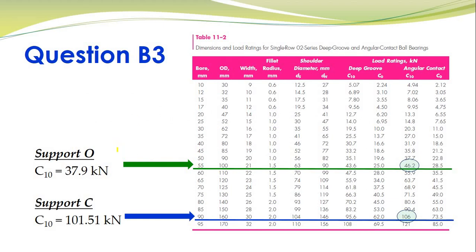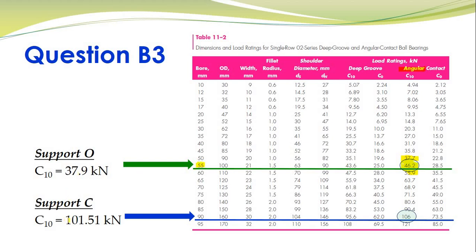Now, at support O your C10 value was 37.9 kilonewton. So this is your angular contact bearing column. You look for a value of 37.9 kilonewton. I can't use 37.7 because it is under rating, so my bearing will fail. So the next option is to use a bearing which has a C10 value of 46.2 kilonewton, and corresponding to this the bore size is 55.